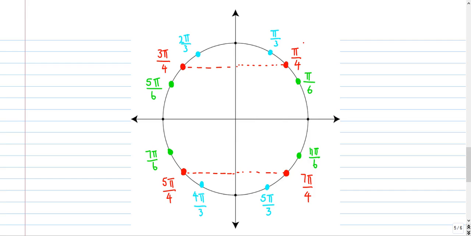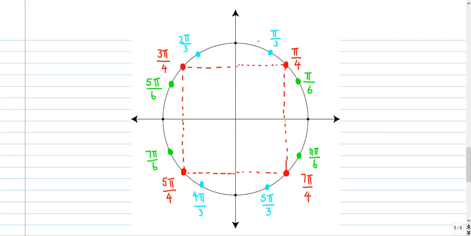So, and then if we think about the cos values, here's cos pi on 4, here's cos 7 pi on 4, they're the same. Here's cos 3 pi on 4, here's cos 5 pi on 4, and they are the negatives of cos of pi on 4.